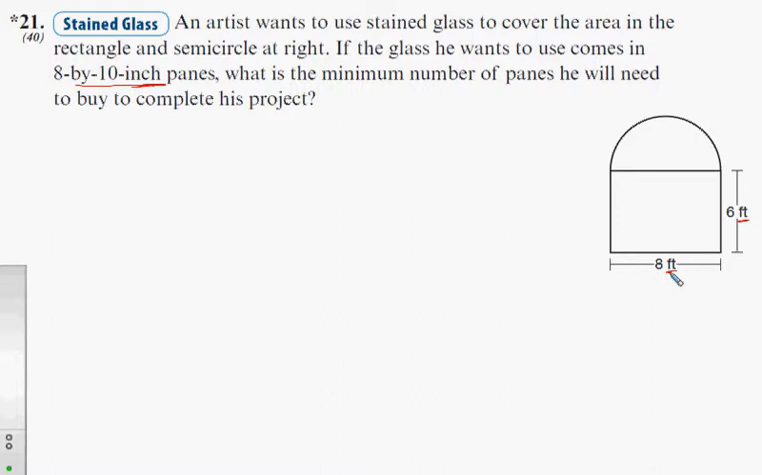It says the glass he wants to use, what is the minimum number of panes he will need to buy for his complete project? So obviously we're going to need to find the area of the window first. Well, this is nice and easy, 48 square feet, okay? But what about this top part here?